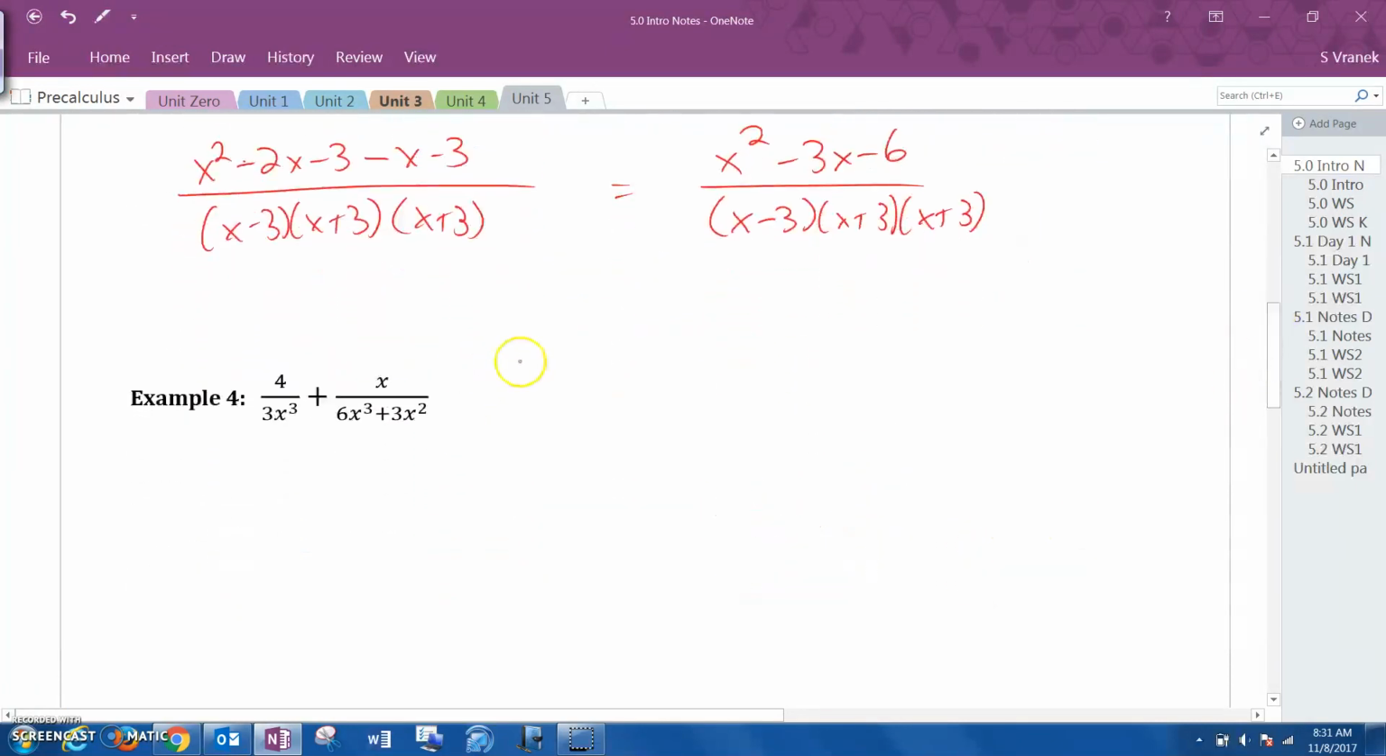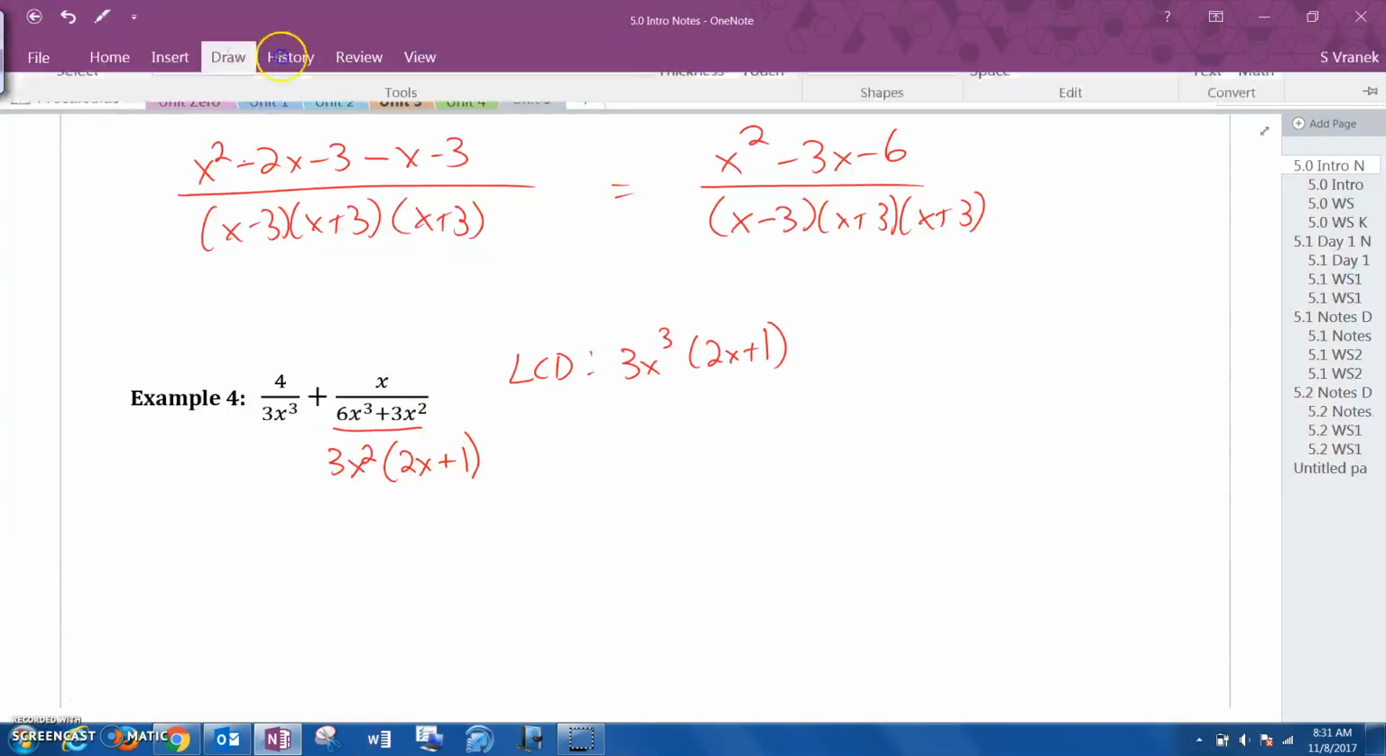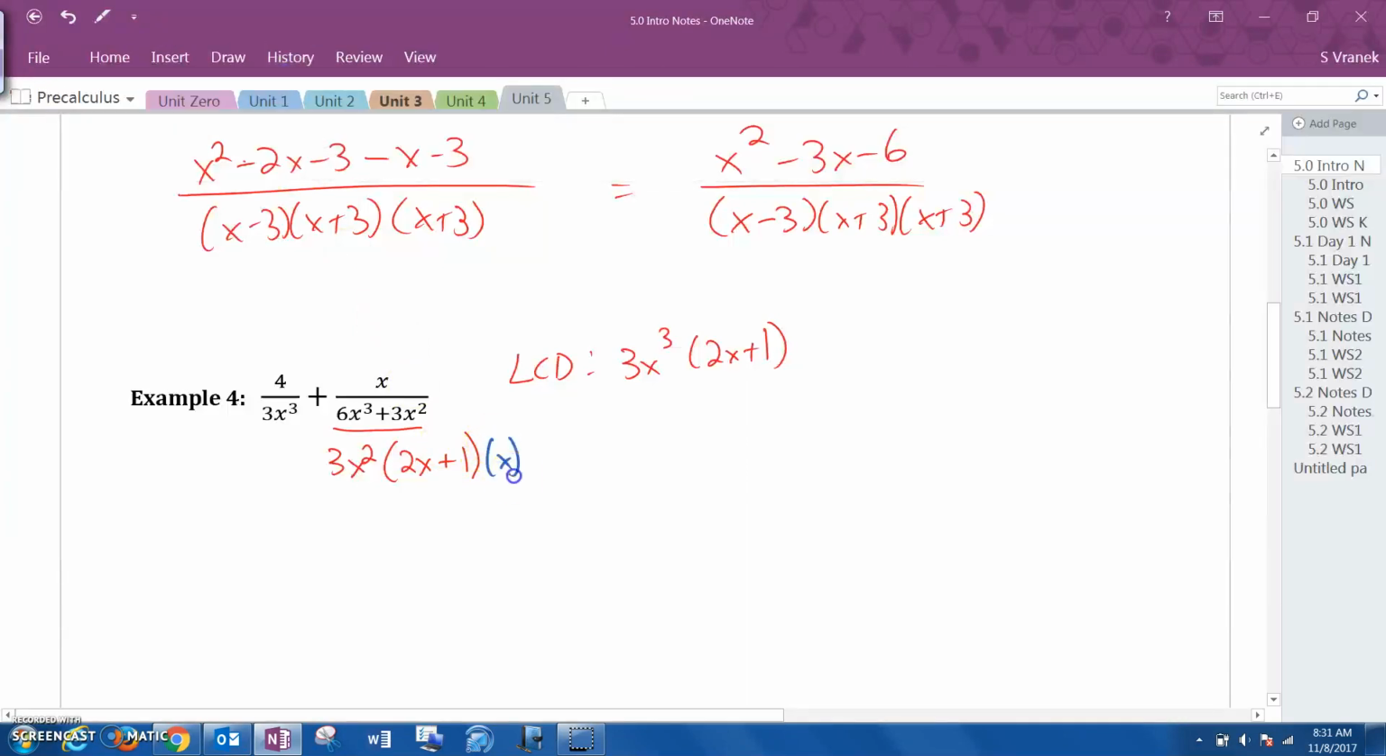One more just on the front here. We need another common denominator. If you notice, if you factor this piece here, you can take out a 3x squared, and you're left with a 2x plus 1. So that means that for our common denominator, this one has a 3x cubed, and then we need a 2x plus 1. So all we're missing from the second fraction is an x. So I'll do that real quick here. And all we're missing from the first piece is a 2x plus 1.